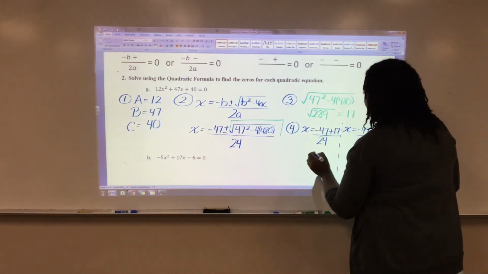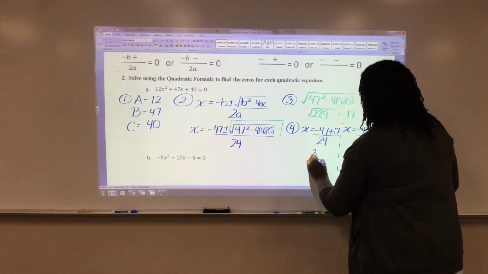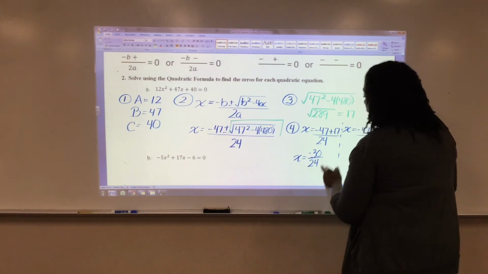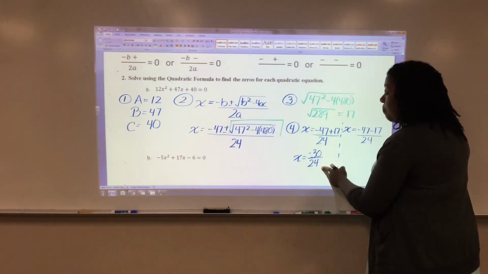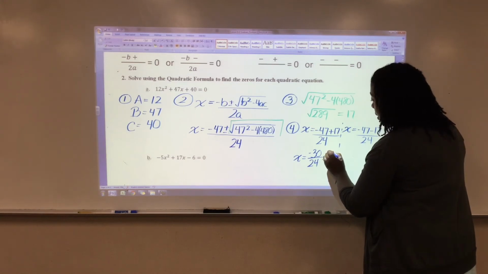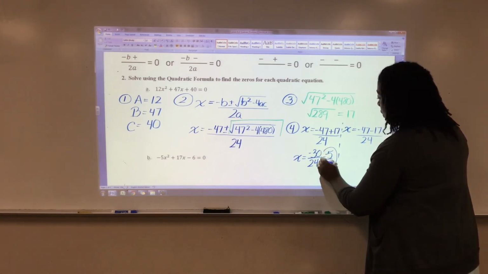Negative 47 plus 17 gives us negative 30 over 24. 30 and 24 can both be divided by the number 6, which will reduce it to 5 over 4. Negative 5 over 4. So that's one of our answers.